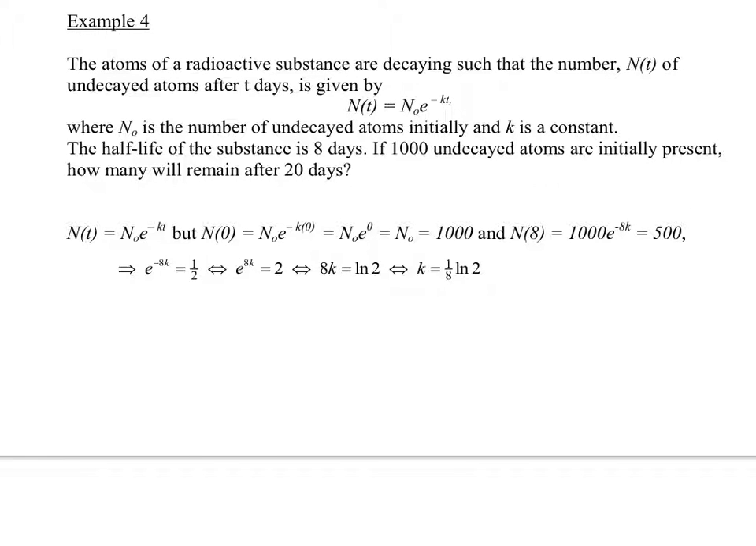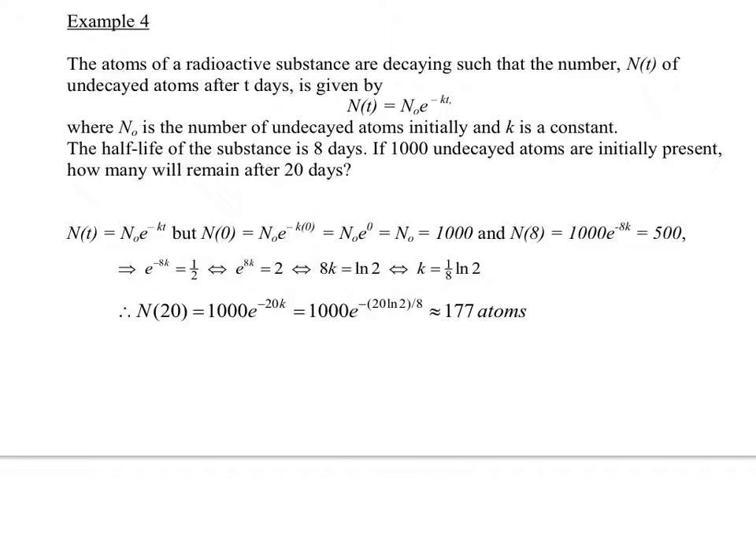And once you've got that value, you plug it back into your equation, and you are going to have something that looks like this. We're now trying to figure out how many will remain after 20 days. So we've plugged in 20 in place of the t. We've now also got our k in there, and if we just evaluate this, what we should get is roughly 177 atoms are left.